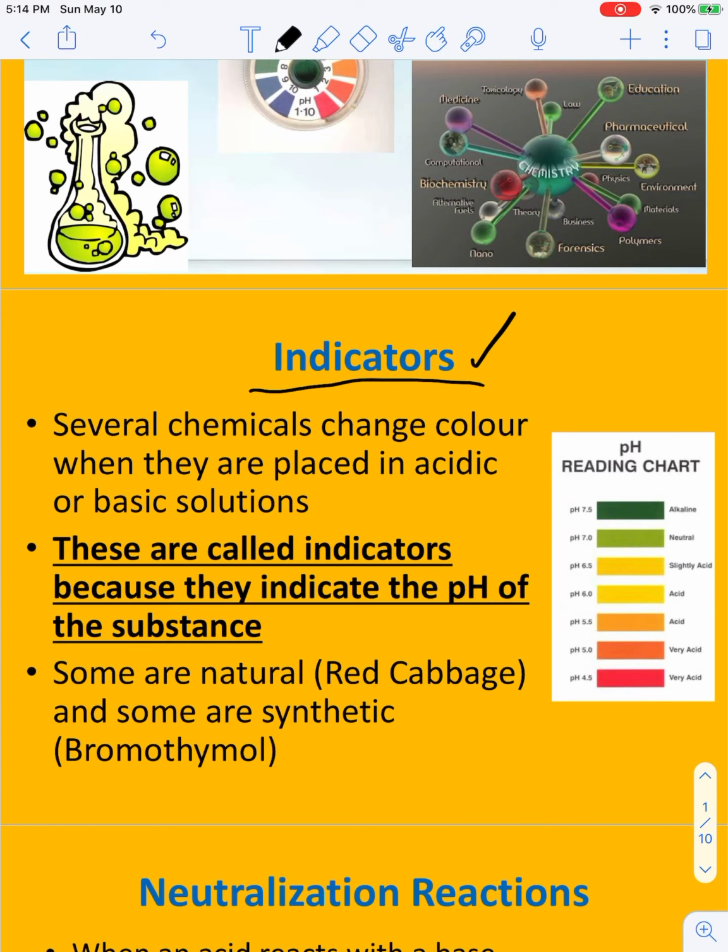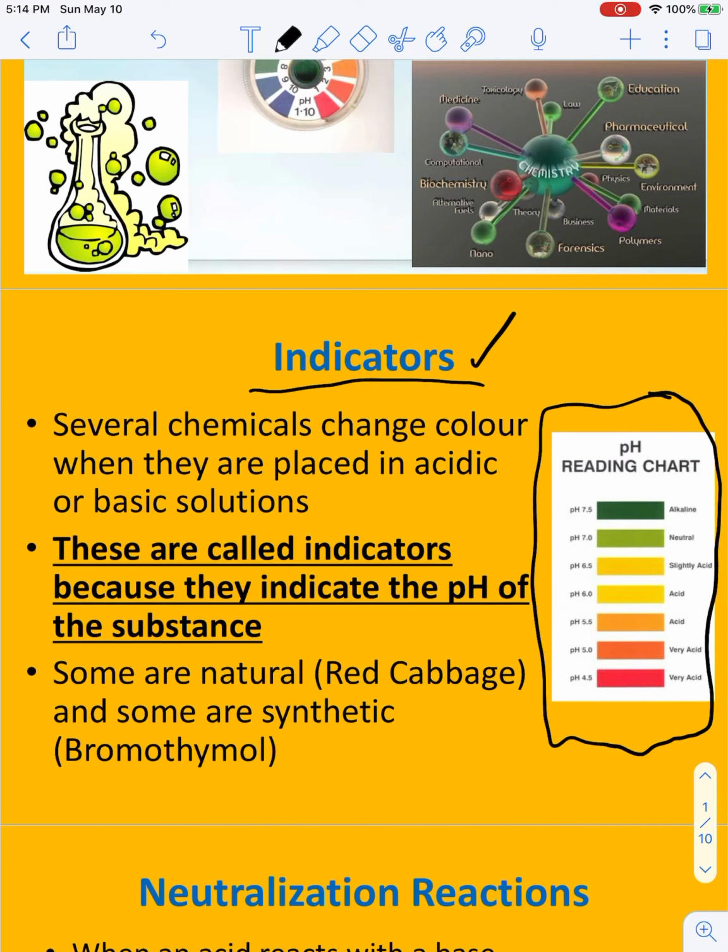So this one is an example of an indicator I like to use, which is called universal indicator. And it changes color according to how acidic or basic the solution is. And it's not even showing you all the colors there. It goes right to this really dark purpley blue color. We also have other indicators. Red cabbage is one. Bromothymol blue is another. You can make indicators. I've actually brought into class flower petals and squished them up, and especially petunias make good indicators for level of acidity.